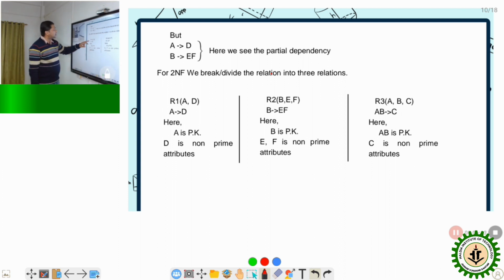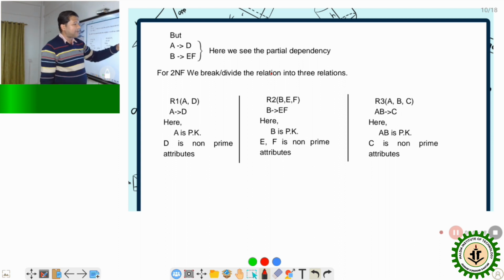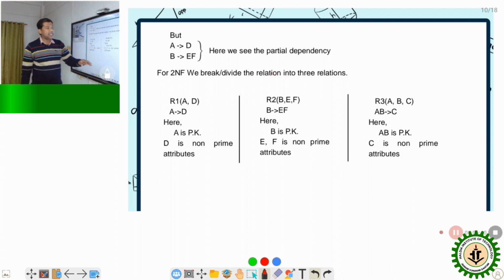So the first one is relation R1, which consists of attributes A and D, where the functional dependency is A implies D, where A is the primary key and D is the non-prime attribute. The second relation is R2, BEF. So B implies EF, B is the primary key, and E and F are the non-prime attributes. The third relation consists of ABC, where AB implies C, where AB is the primary key and C is the non-prime attribute.